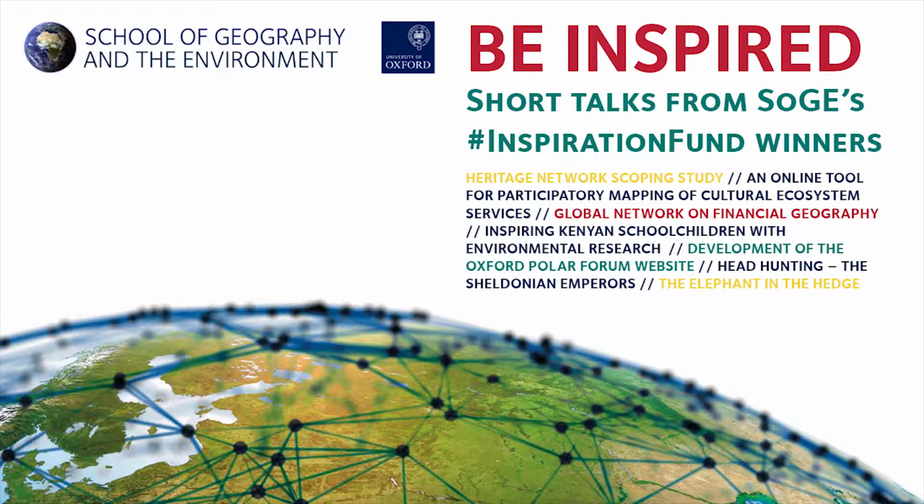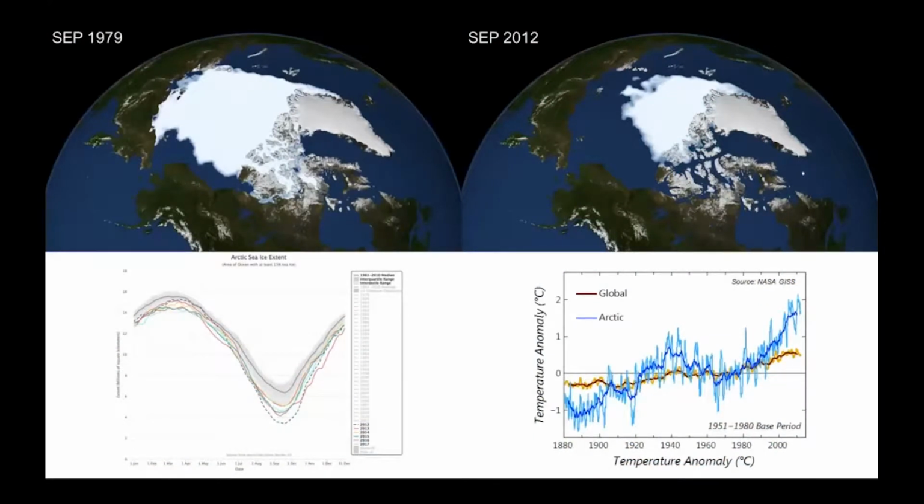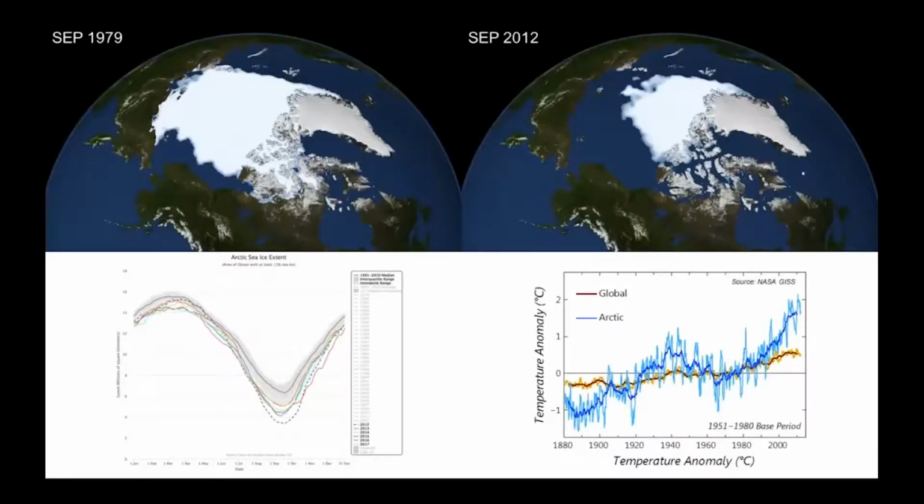Okay, just to put some perspective, I was born in 1977. Two years later, satellites were already able to monitor on a spatially and temporally continuous way many aspects of the Earth system. In 1979, we have the first complete spatially explicit image of the Arctic minimum extent at that time. That's how it looked.